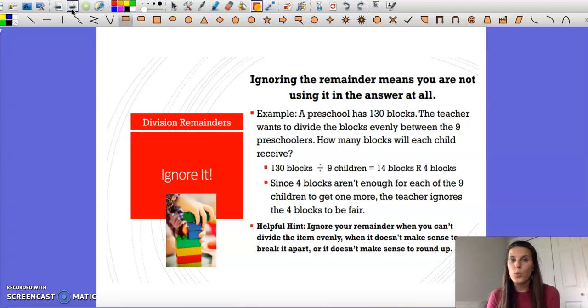So if you do the math, it's 130 divided by 9, which will give you 14 blocks, and there will be 4 remaining. The 4 blocks are not enough for each person to get another block. You can't magically make 4 round up so that everybody has enough. So this would be a time where you would just push the blocks to the side, you would ignore them, and each person gets 14. A helpful hint for when ignoring the remainder: when you can't divide it evenly, when it doesn't make sense to break it apart, or when it's a situation and you cannot round up.